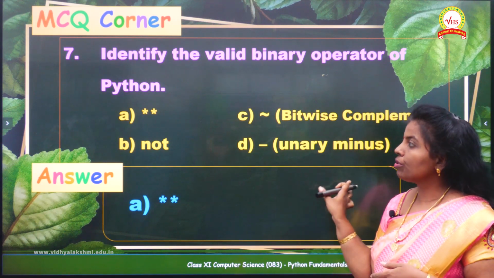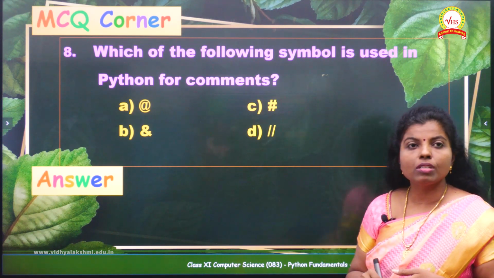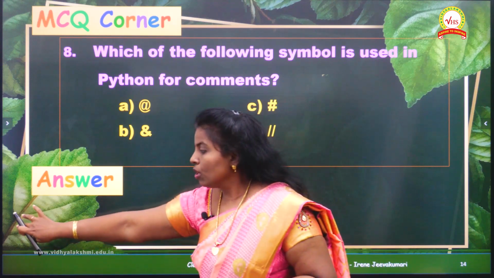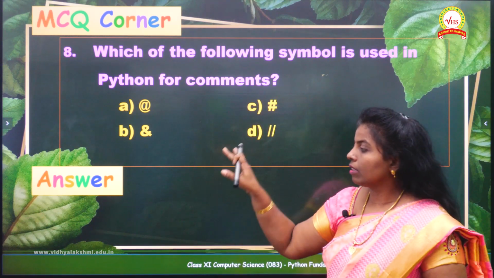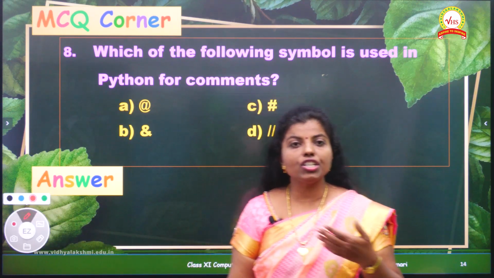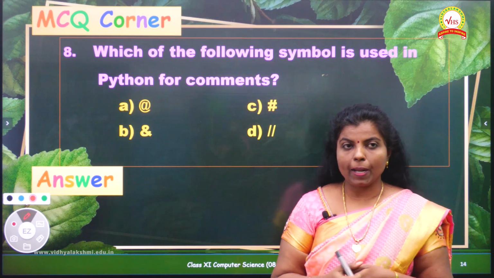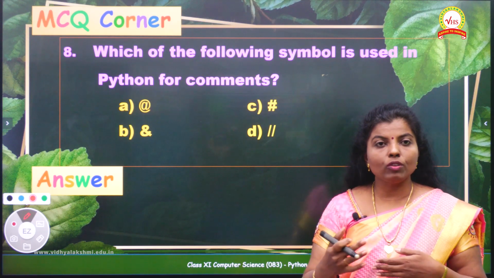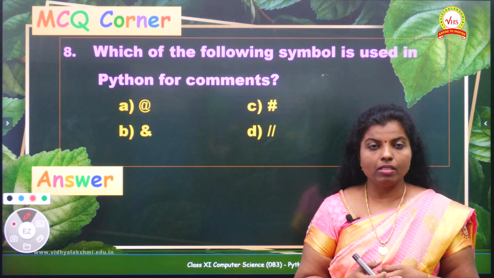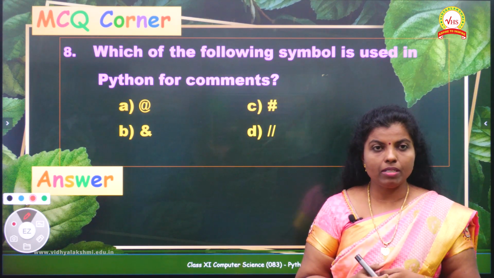Now let us move on to the next question, which is: which of the following symbols is used in Python for comments? Before seeing the options, let us see what comments are. Comments are additional readable information given to the programmer by the program. And in Python, we have three types of comments: single line comment, inline comment and multi-line comments.